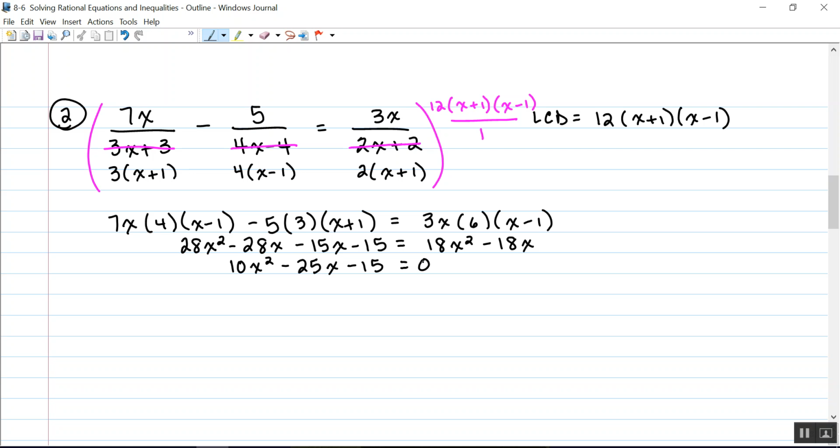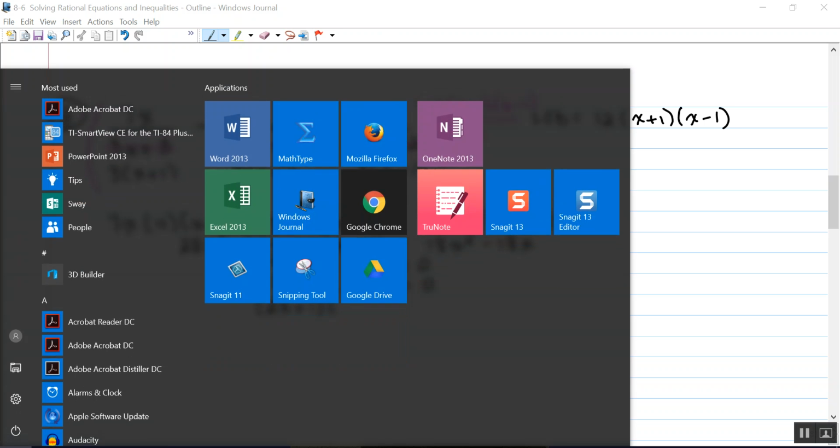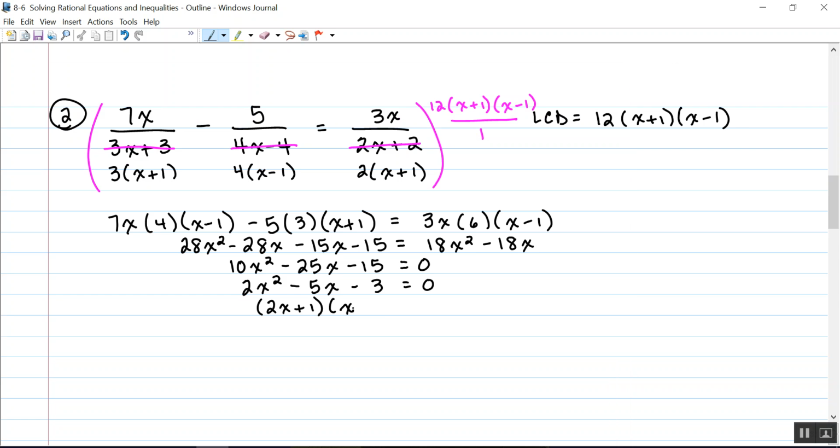Doesn't look too bad. I'm going to go ahead and divide everything by 5 because I can do that. So it's going to give me a 2x squared minus 5x minus 3 equals 0. And then factoring that factors into 2x plus 1 and x minus 3. So that gives me that x equals a negative 1/2 and x equals 3.